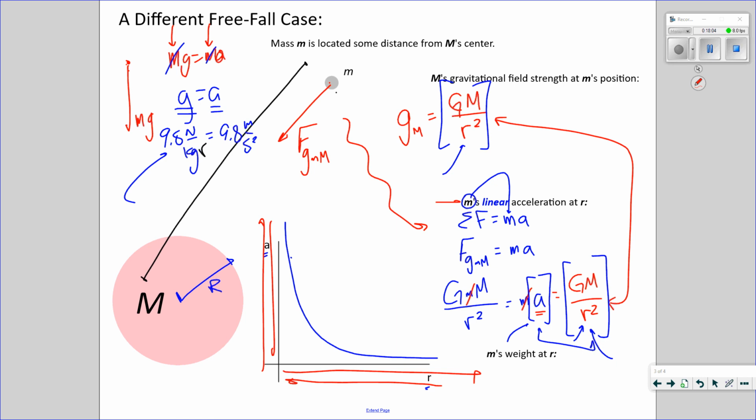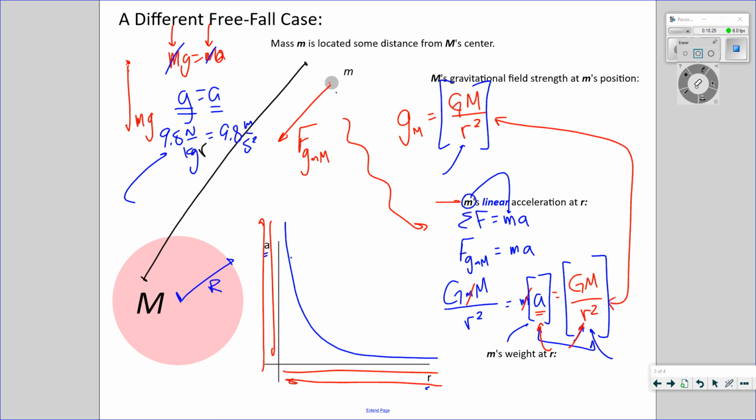Right? So that's qualitatively the nature of an inverse relationship. The inverse square is a little bit different because we have to say that whatever happens to r, the opposite squared happens to a. The squared is really important. Lastly here, a question might say, hey, what does m weigh? What does little m weigh at distance r?